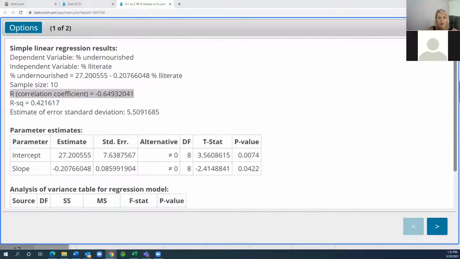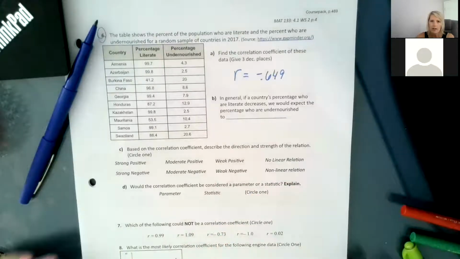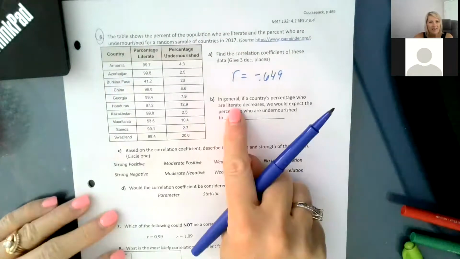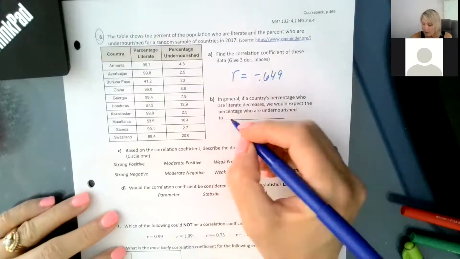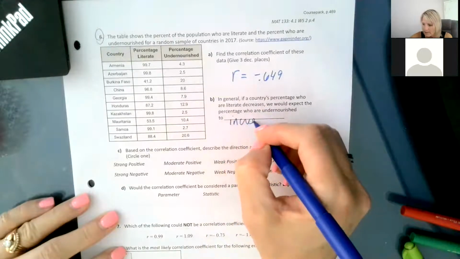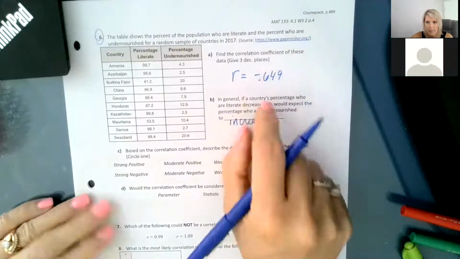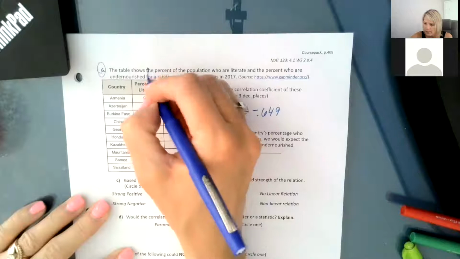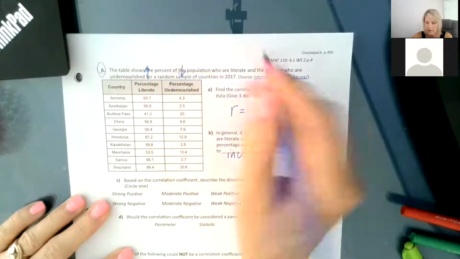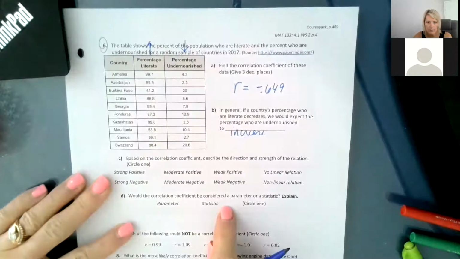Okay, so back to my paper. Hopefully that's giving everybody a better understanding here. So if the percent literate decreases, we would expect the percentage who are undernourished to increase, because this is negative, they move in opposite directions, right? So we're thinking percent literate increases, percentage decreases on the undernourished.